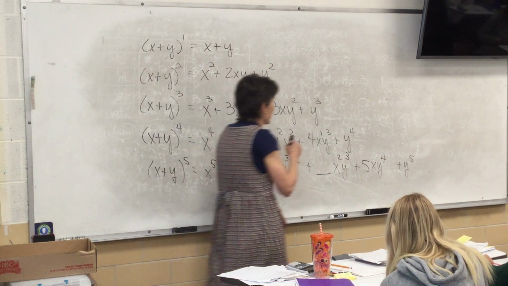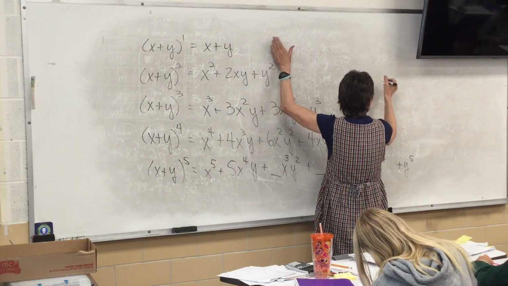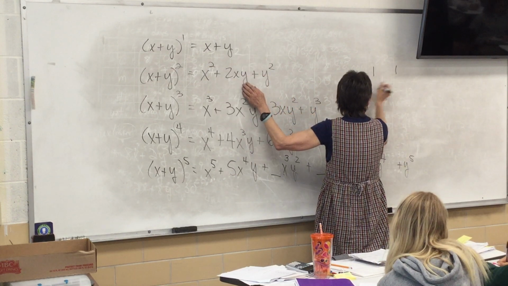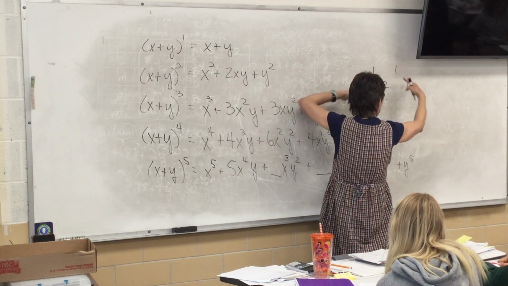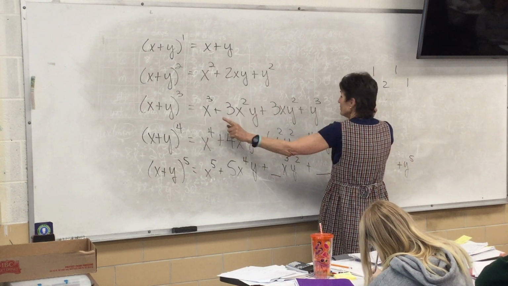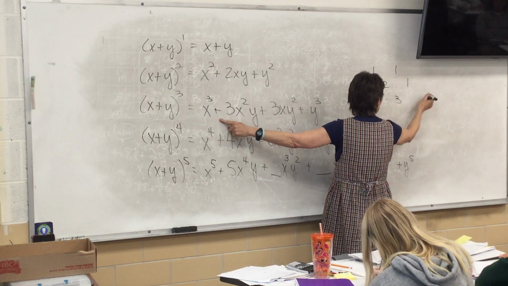So I'm going to look at all the coefficients I wrote down. So I had a 1 and a 1, top row. Then I had a 1, 2, 1. Now the problem's getting bigger, so I'm building it out like a triangle. This one was a 1, 3, 3, 1.